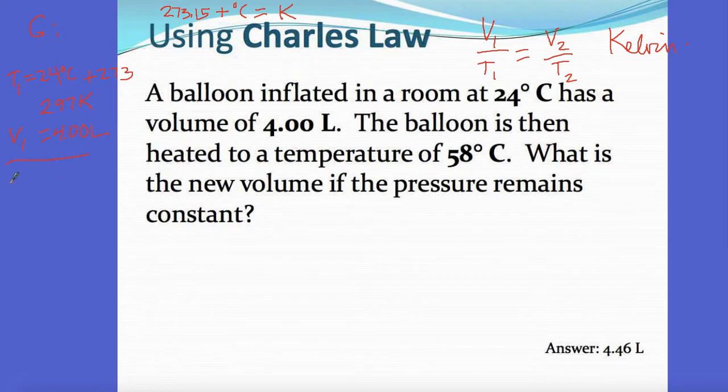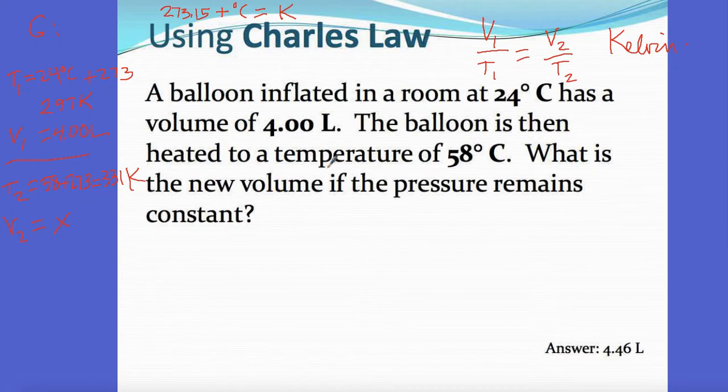All right, then we have T2 and V2. All right, our T2 is 58 degrees Celsius. And we get 331. Okay. And we want to know what our new volume is, X.